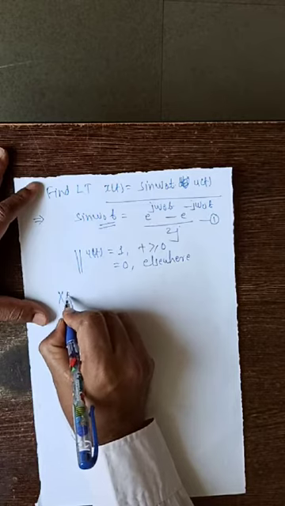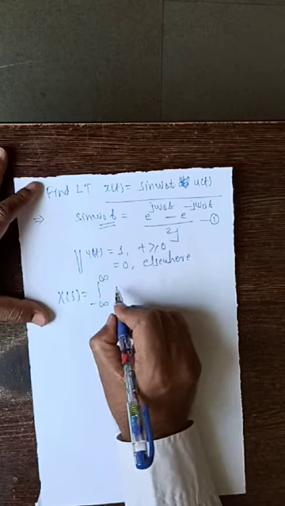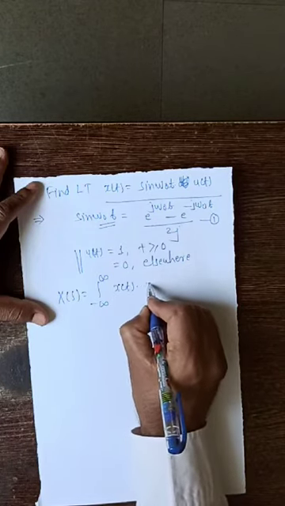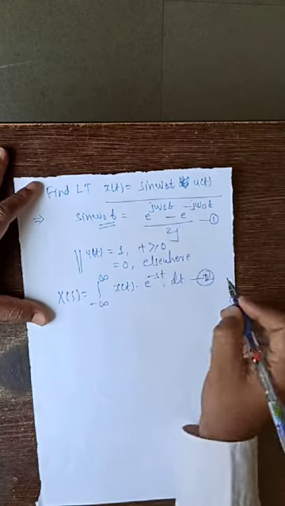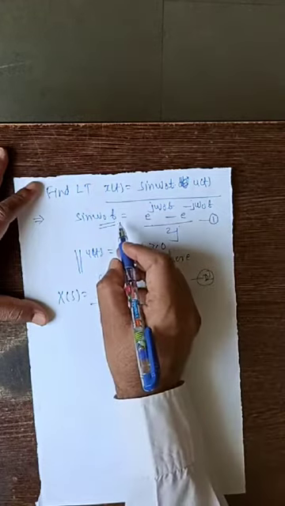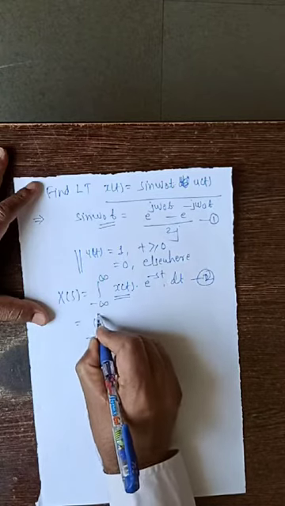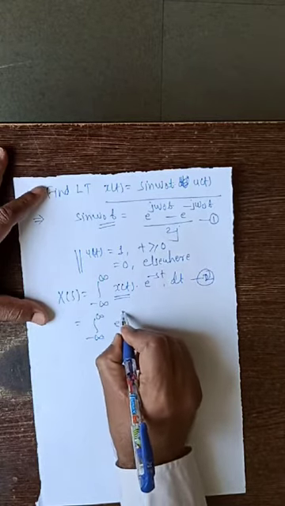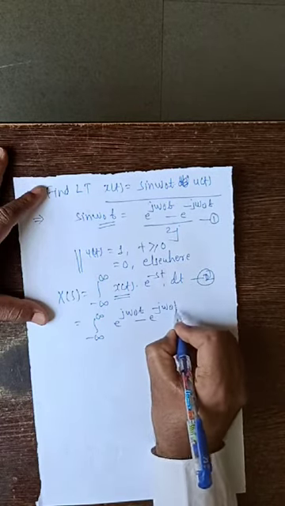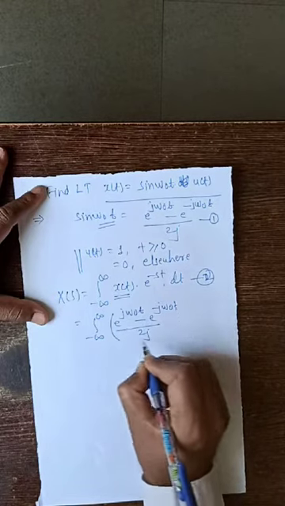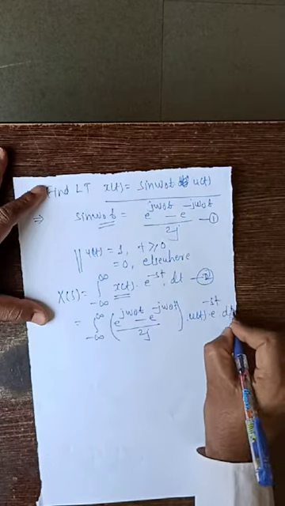Now you write down the Laplace transform equation, X of s equals the integral from minus infinity to plus infinity of x of t into e raised to minus st into dt. Let it be equation number 2. Now put equation number 1, that is x(t), here. So minus infinity to plus infinity, (e raised to j omega naught t minus e raised to minus j omega naught t) divided by 2j, into u of t, into e raised to minus st into dt.